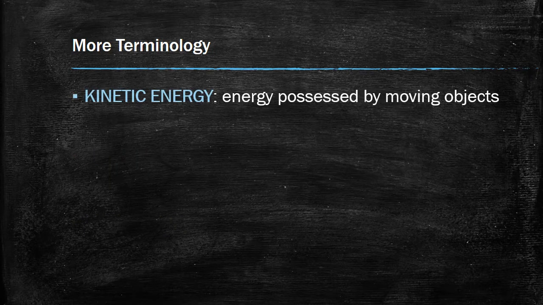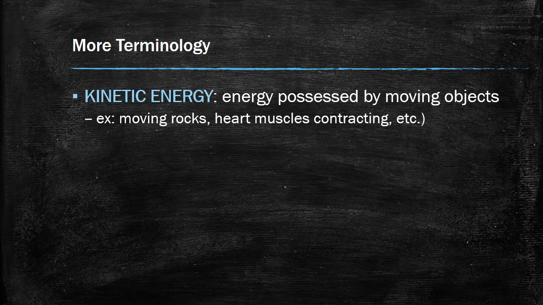Kinetic energy. Kinetic energy is energy that is possessed by moving objects. You might have heard it referred to as a few different things, but usually within metabolic processes we talk about it in terms of kinetic energy. So it's just anything that is moving, energy that is possessed by a moving object. For instance, it could be something outside, such as a moving rock, or it could be something in our body, something like heart muscles contracting. That would all be kinetic energy.